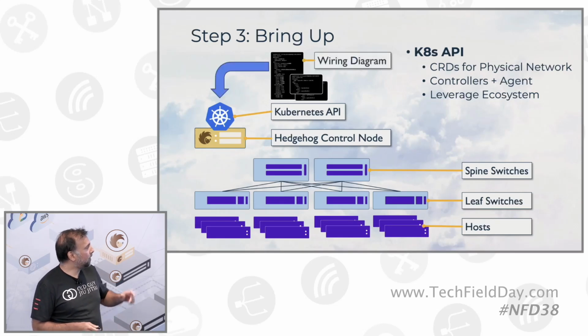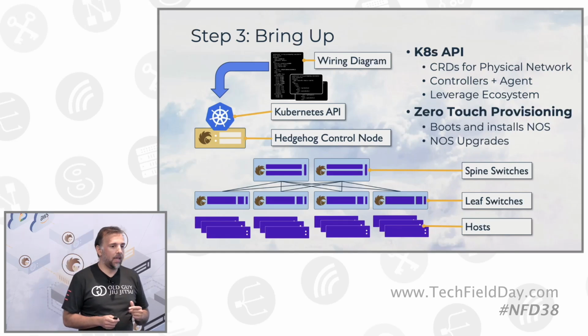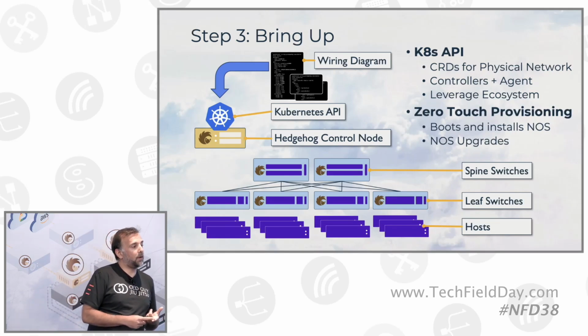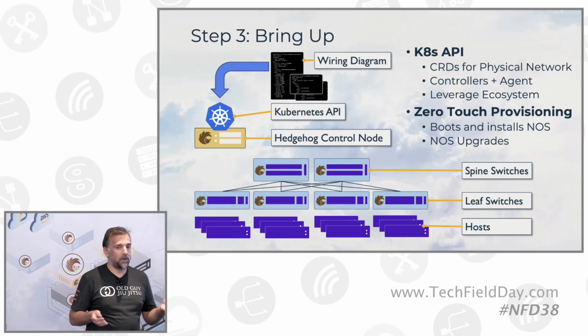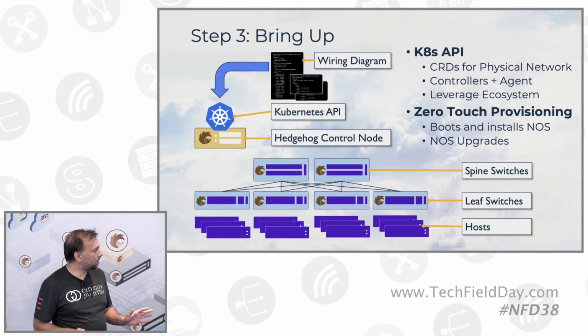So you take that wiring diagram, you feed it into that Kubernetes API, and what happens then is that the system is going to use zero-touch provisioning and boot and install the network operating system on all your switches. It'll handle upgrades and lifecycle issues around those switches, and it configures an agent on each of those switches so that it can enforce the configuration that you've specified through our APIs. So that's the low-level API.